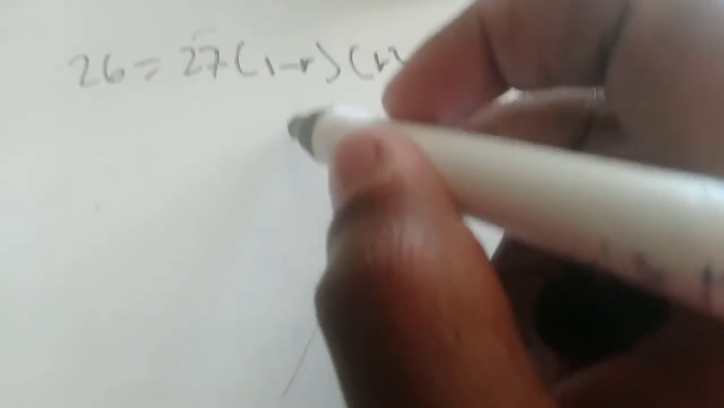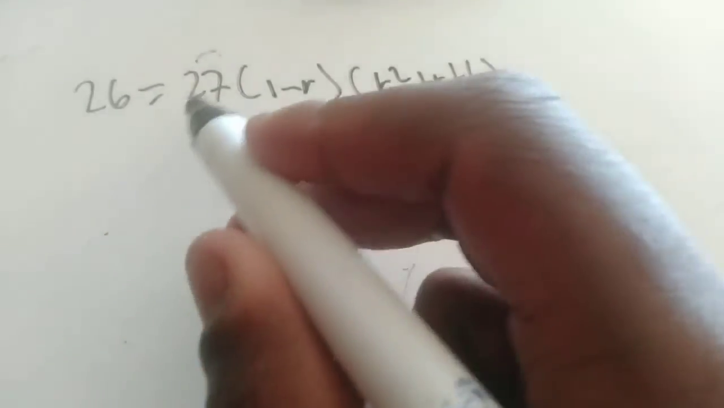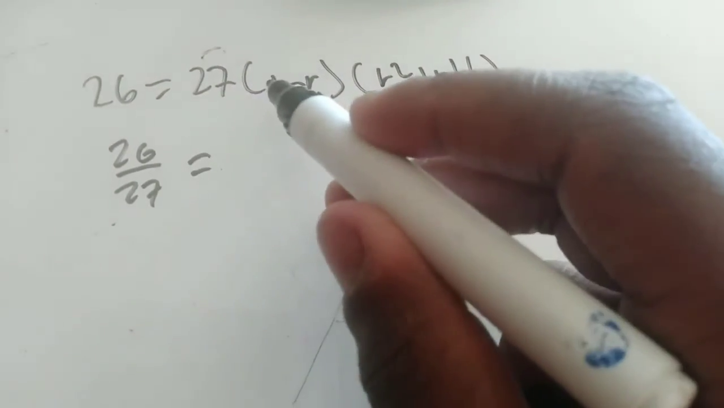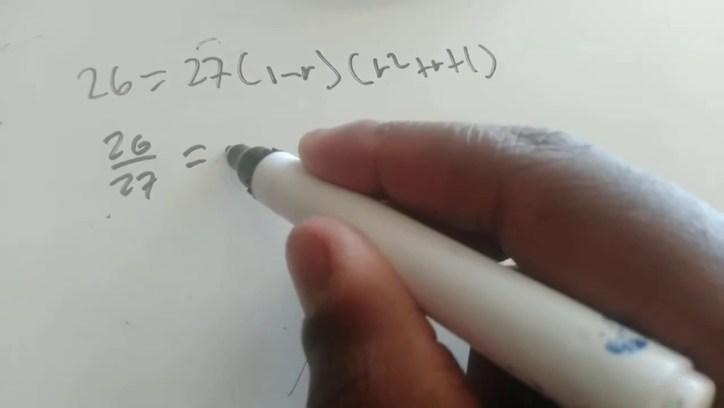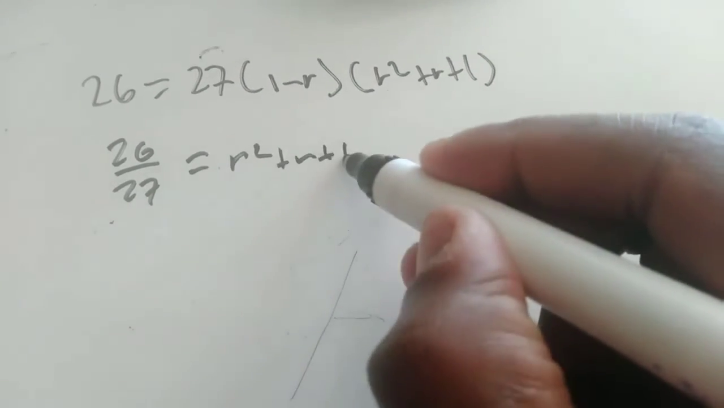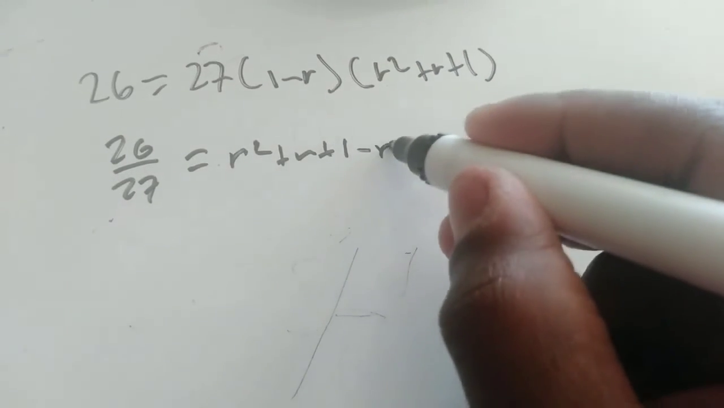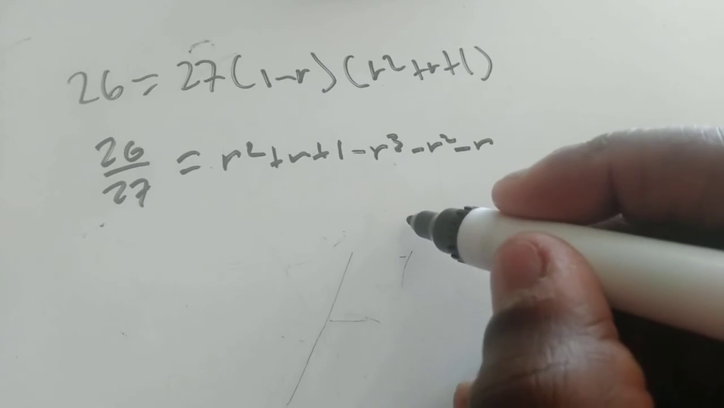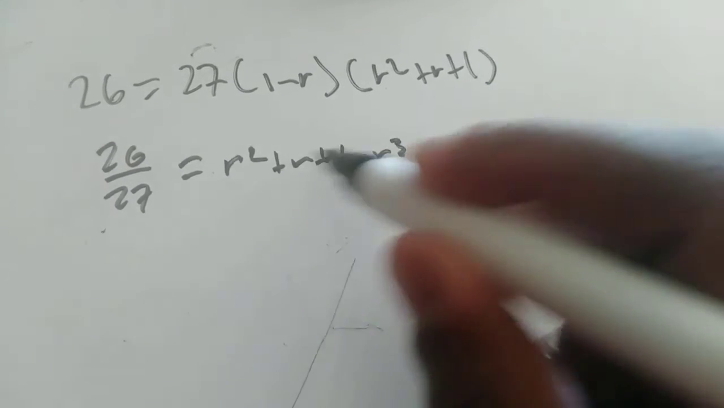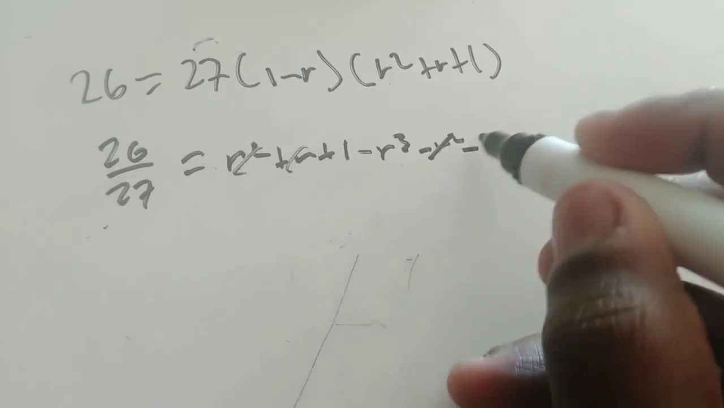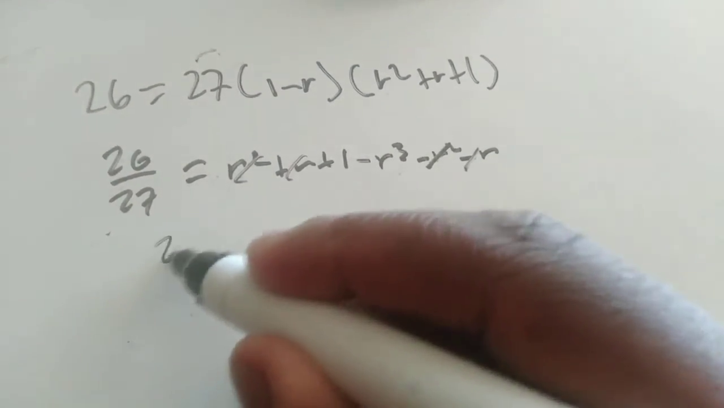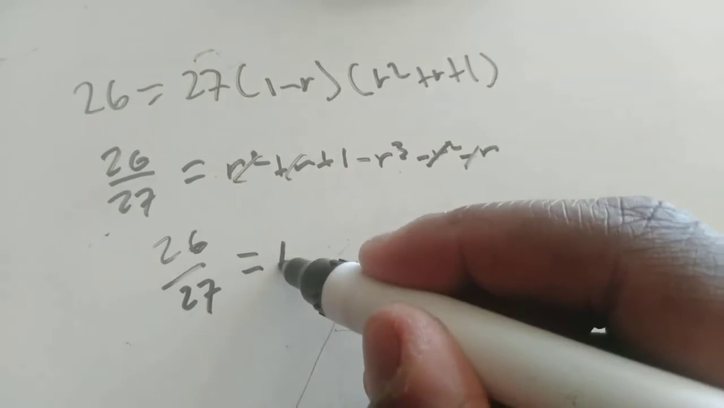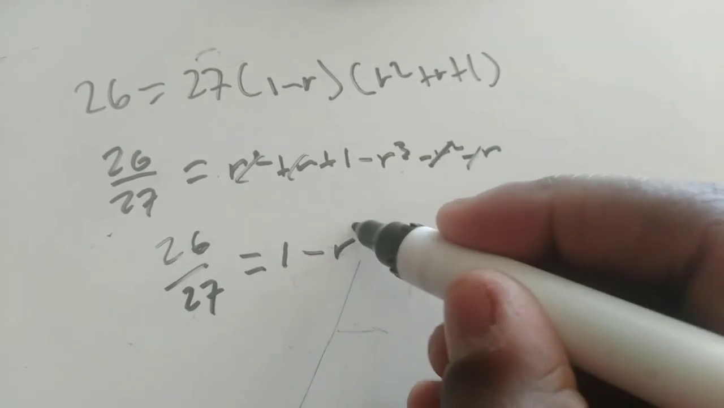From here, let me just divide both sides by 27, so that I can have 26 over 27. There's many ways to solve this. Then let me just distribute the 1, so this is going to become r squared plus r plus 1. Then let me distribute this one, so it becomes minus r cubed minus r squared minus r. And here's the beautiful thing. This and this cancel out. This and that cancel out. So what are we left with? We're left with 26 over 27 is equal to, well, the ones didn't cancel out, because there's no other one. So we have 1 minus r cubed.